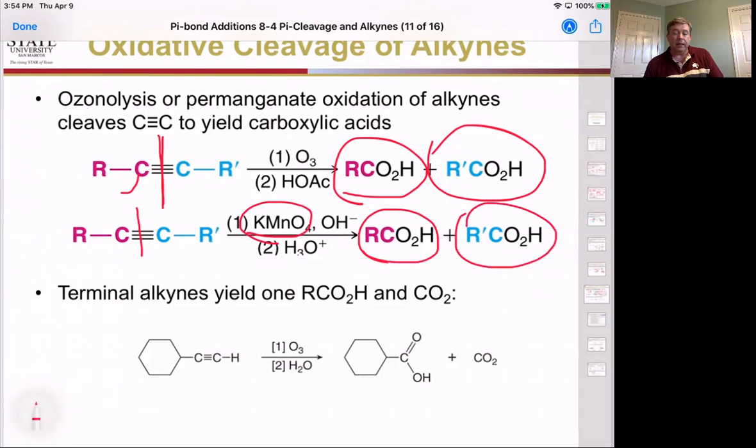Okay, so if we had a terminal alkyne right here, this will oxidize down to CO2, but we should generate the carboxylic acid from the other half.